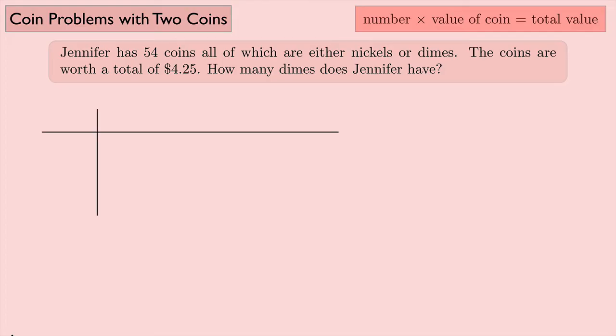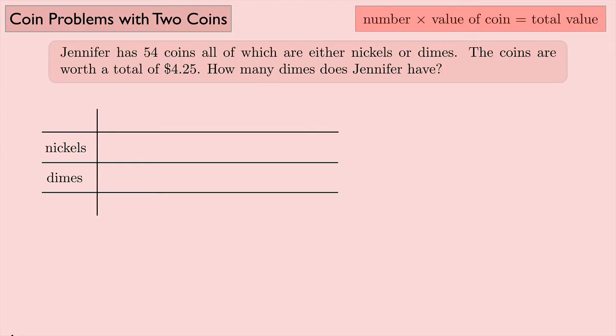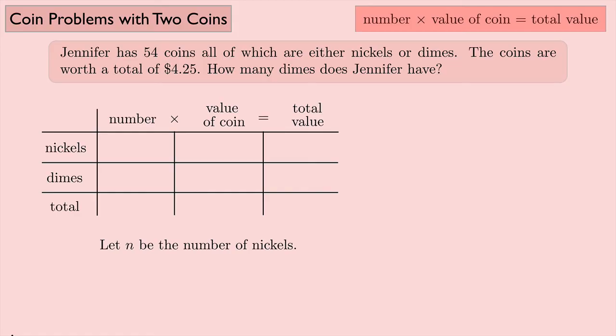So I'm going to make a chart. And in this chart, I'm going to list all of the coins that are in the problem. So I have nickels and I have dimes. And I'm going to make another row here for the total. Then I'm going to use that equation and I'm going to write that along the top. Number times value of the coin equals total value. And now I'm going to use the letters that I had from before. I'm going to let N be the number of nickels, and I'm going to let D be the number of dimes, and I'm going to fill out the chart.